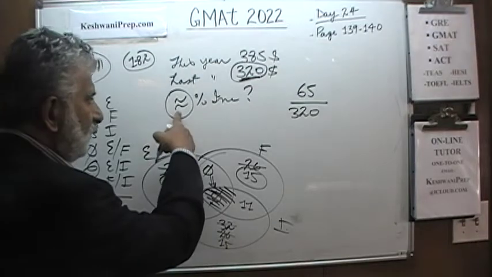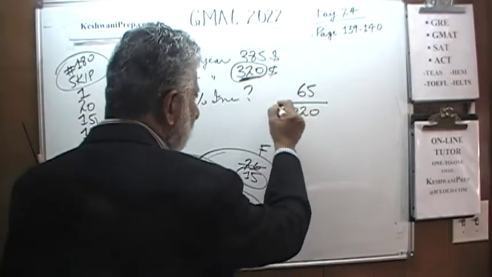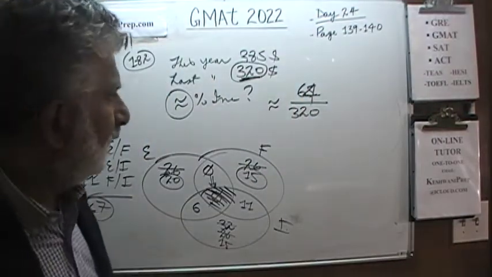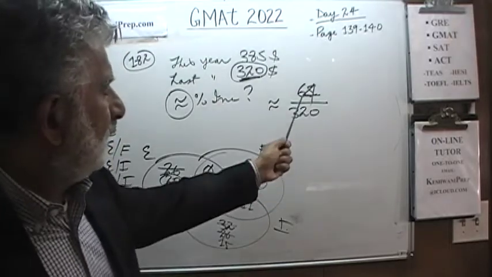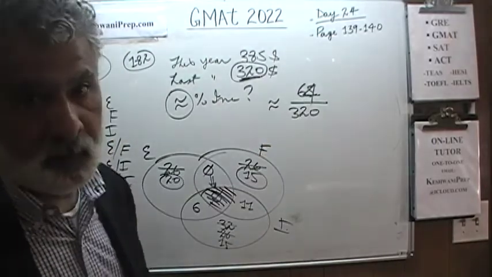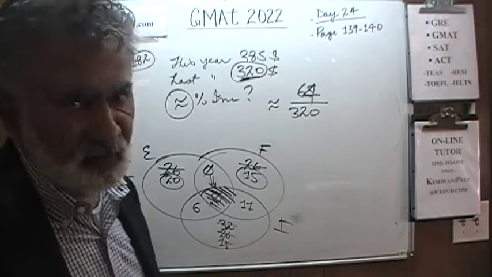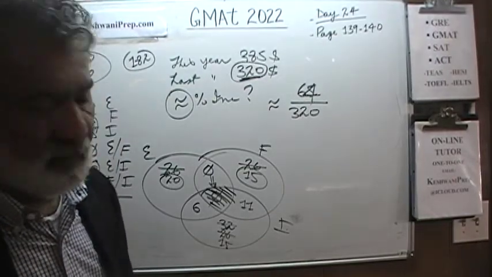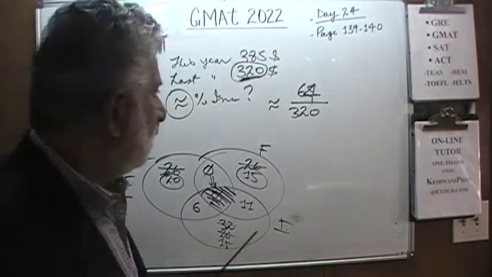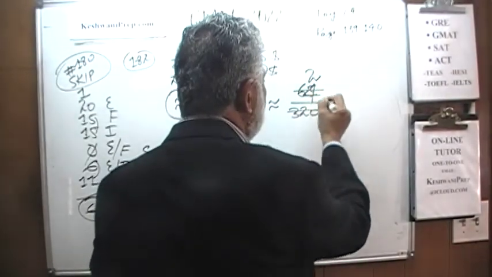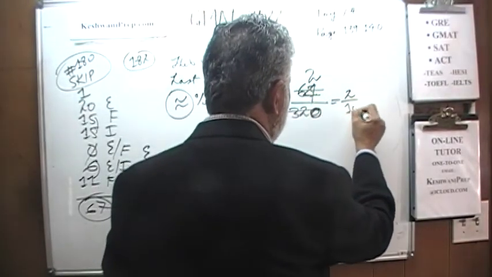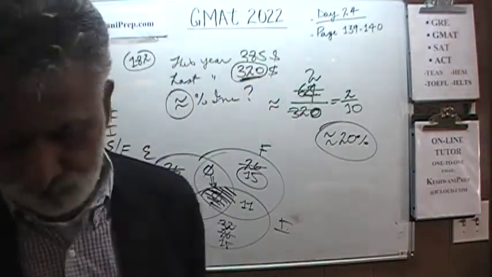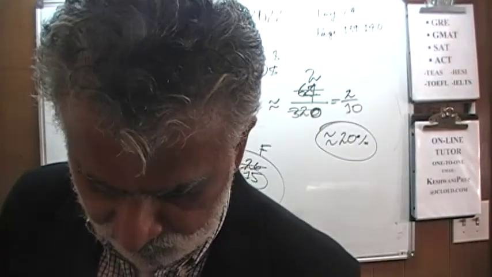But since they're looking for an approximate value, and this is the exact value, we're going to approximate it by approximating 65 as 64. And now it's approximate. Why 64? Why not 66? Because 64 is a nice multiple of 32. 32 goes into 64 exactly twice, and you have 0 here, so it's just 2 over 10, which means the percentage increase in the profit was approximately 20. Profit went up by approximately 20%.